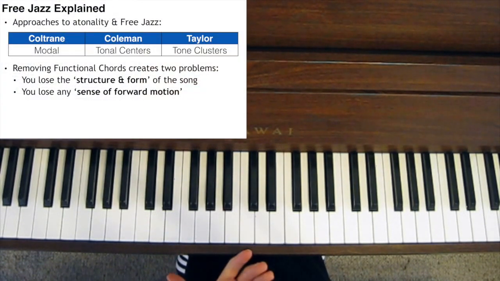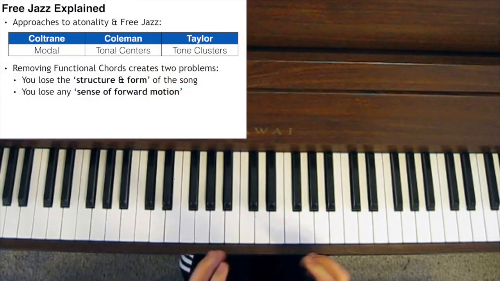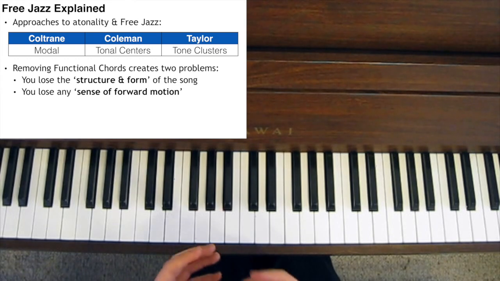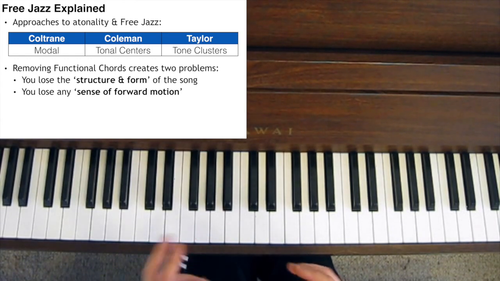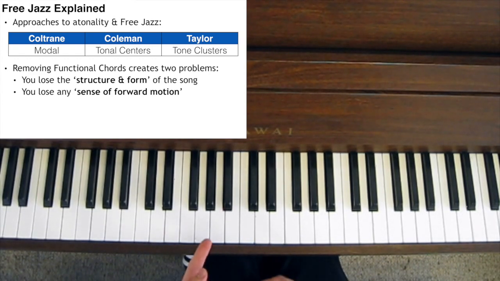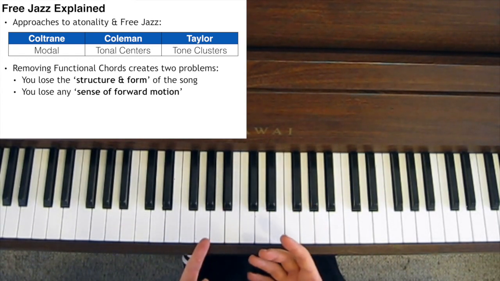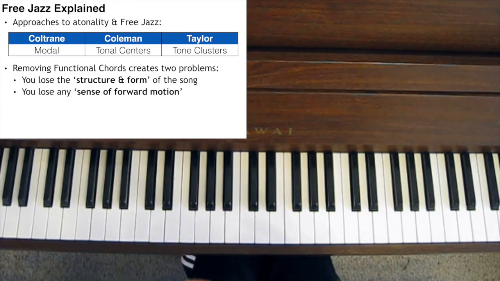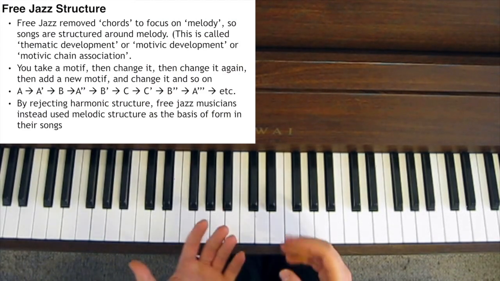Cool. And so this is what I meant when I said that free jazz is quite hard to classify. 3 different free jazz musicians used 3 different approaches to free improvisation and atonality, that is the modal, the tonal centered and the tone clustered, and all of which are classified as free jazz. Now, getting rid of tonality and chords creates 2 problems. Firstly, you lose the structure and form of the song, and secondly, you lose that sense of motion that chords provide.